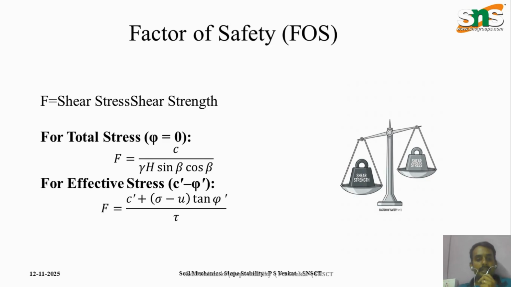The factor of safety tells us how close the slope is to failure. If the factor of safety is more than 1, the slope is stable. If it is less than 1, failure is likely. The factor of safety depends on shear strength, slope height, soil parameters, and pore pressure.